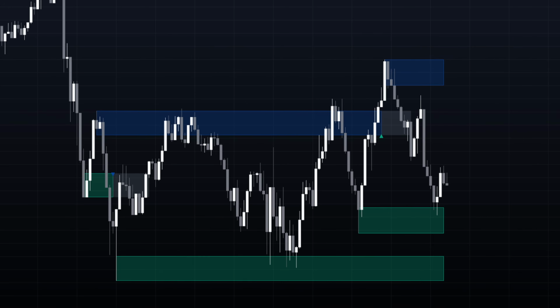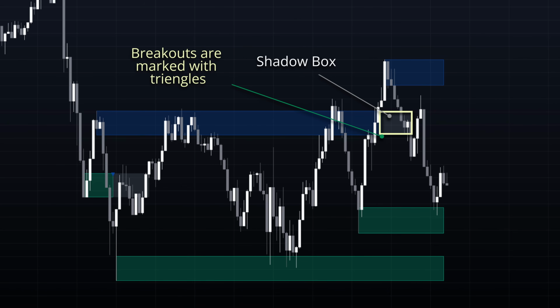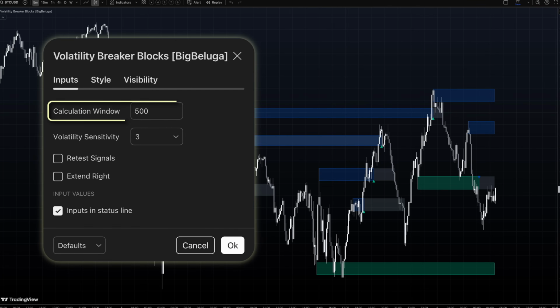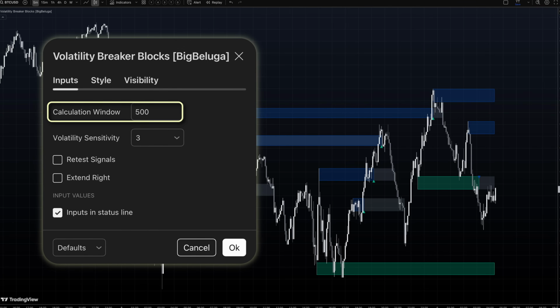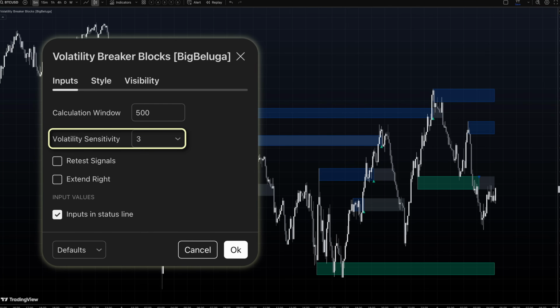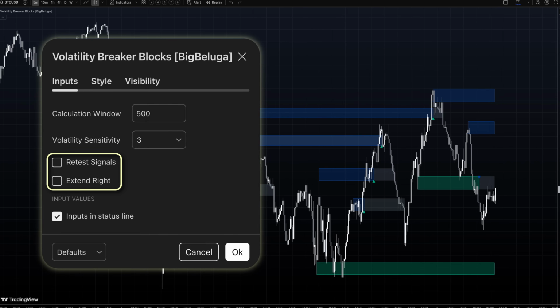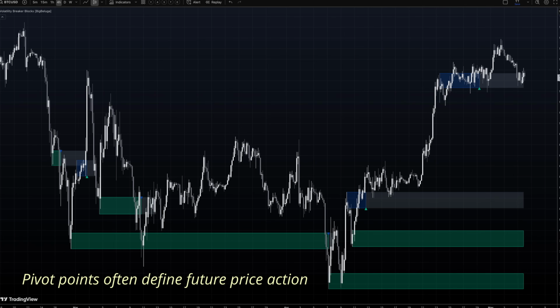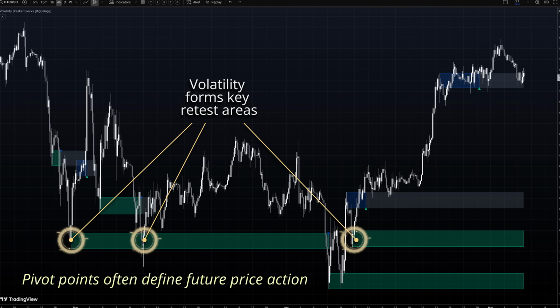When price breaks through these zones, the indicator maintains shadow boxes that continue to serve as potential reversal points while marking breakouts with directional triangle labels. The indicator offers customizable settings including calculation window size, volatility sensitivity, and options to display retest signals or extend blocks to the right edge of the chart. Its core functionality revolves around the principle that volatility-driven pivot points create lasting market structures that frequently influence future price action, particularly when retested after initial breakouts.